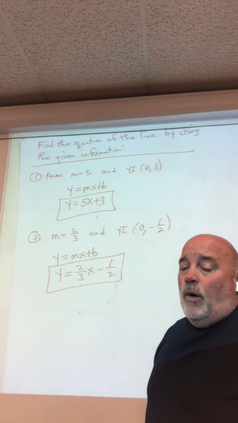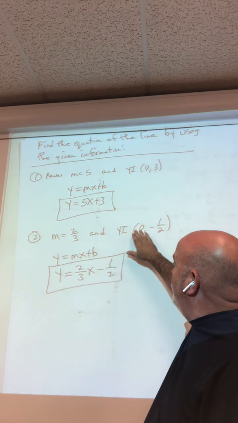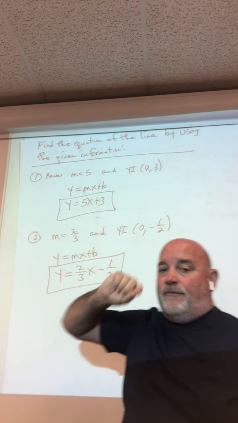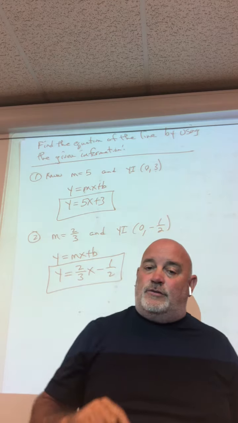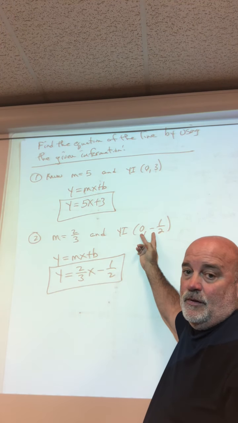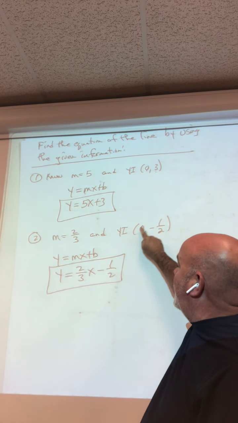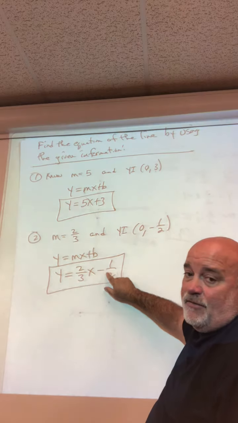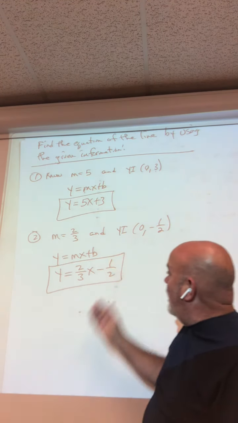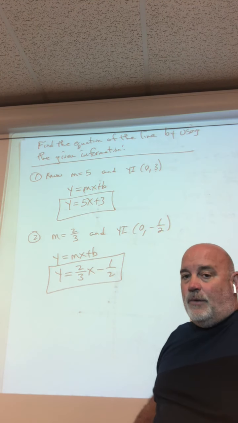Now, what if I give you the slope and some other point? In other words, what if I give you a point that the line goes through, but it's not the y-intercept? What if this first number is not 0? So if this is (3, 7), you can't put a 7 right here because (3, 7) is not your y-intercept. So how do we do this?